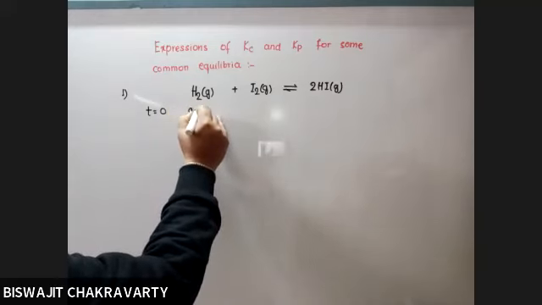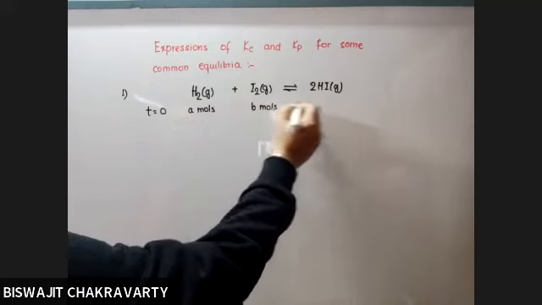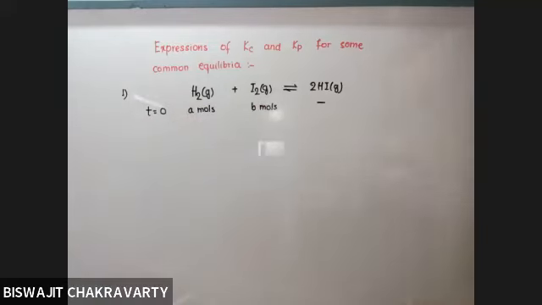we start with A moles of H2 and B moles of I2, and there was no product. Initially, only reactants were there. So we have chosen A and B from our own side. It can be any value. That is why I have chosen A and B.